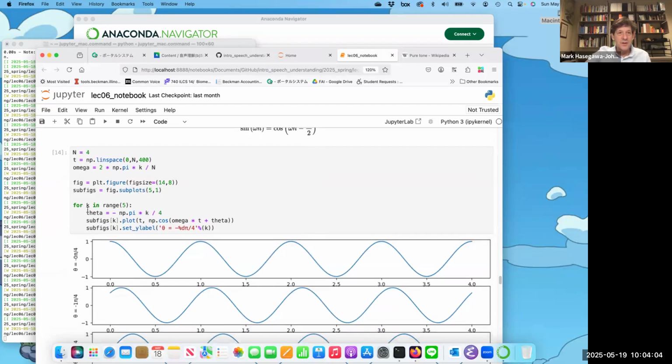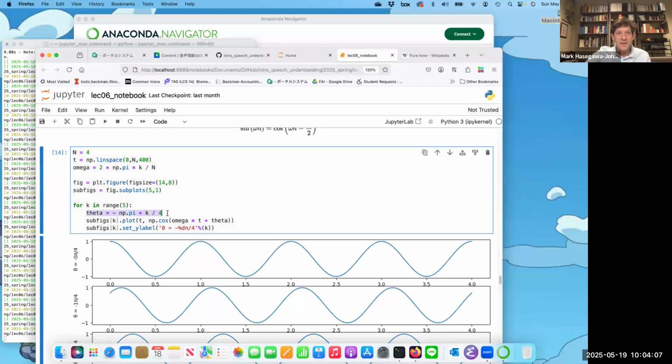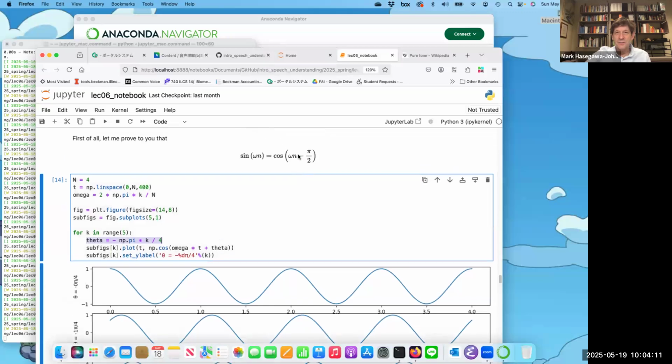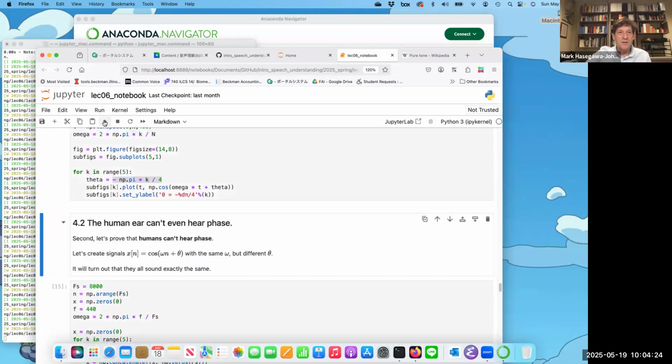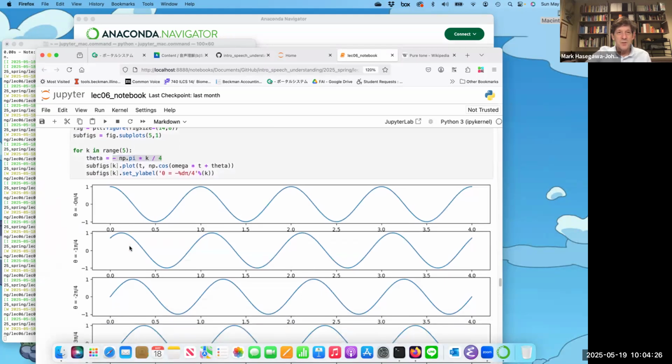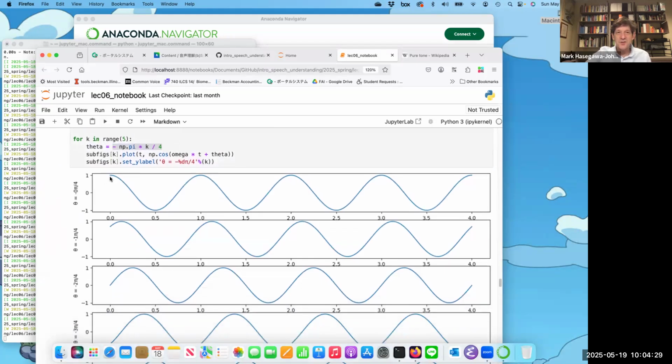So here I'm going to take 5 different values of theta. Theta is this angle. So here minus pi over 2. So I'm going to take minus pi over 4, and then minus 2 pi over 4, and then minus 3 pi over 4, and then finally minus 4 pi over 4. And let's plot all of those. So we see that at 0 phase shift, it's a cosine. At pi over 4 phase shift, it's halfway between a cosine and a sine.